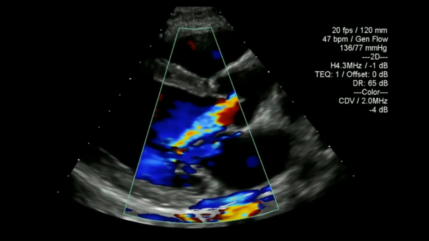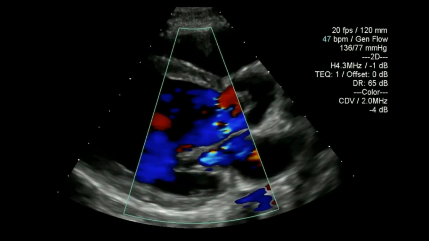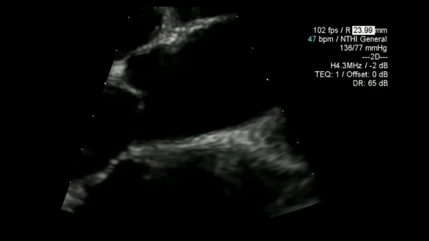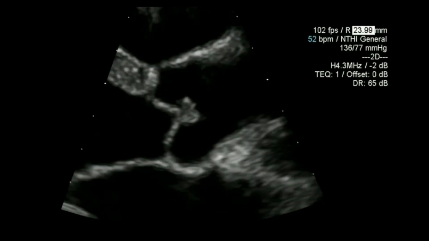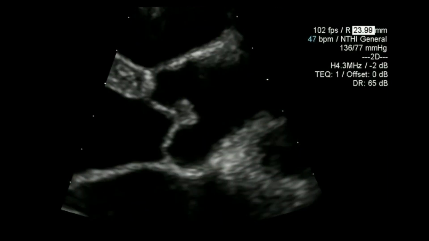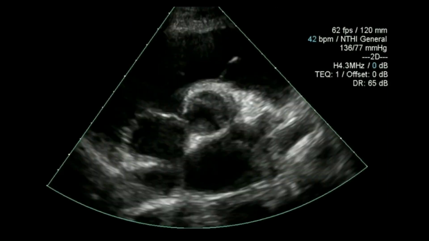On colour flow, we can see there is a fair amount of aortic regurgitation as well. So when we zoom on the valve, as I was saying before, there is a strange appearance of the opening pattern and also of the leaflet tips.